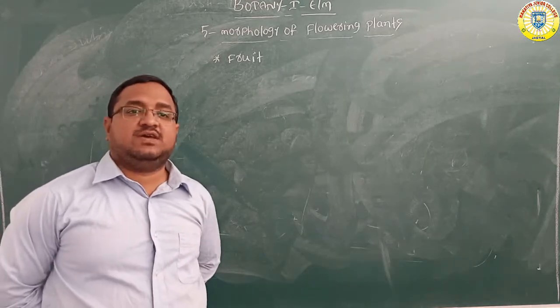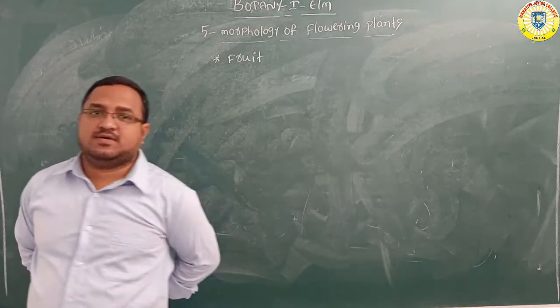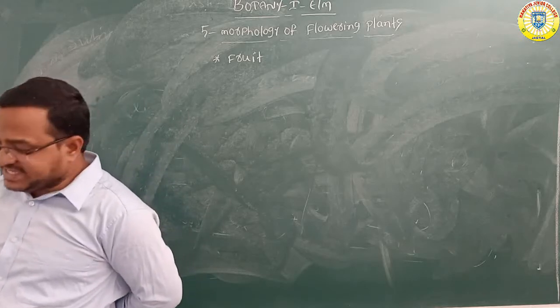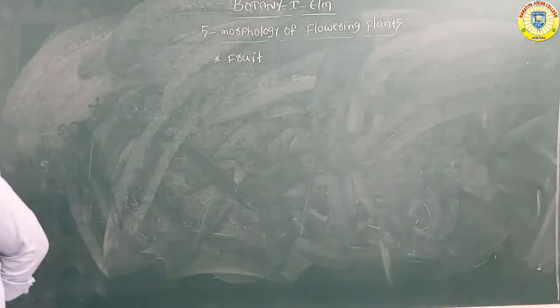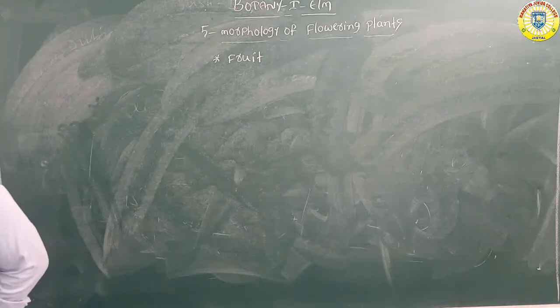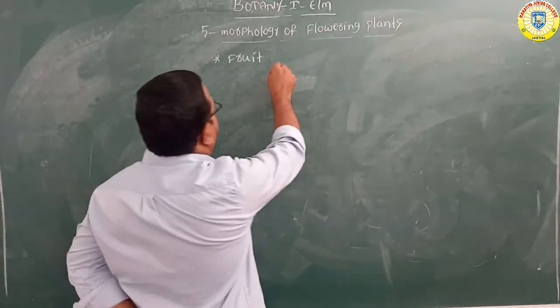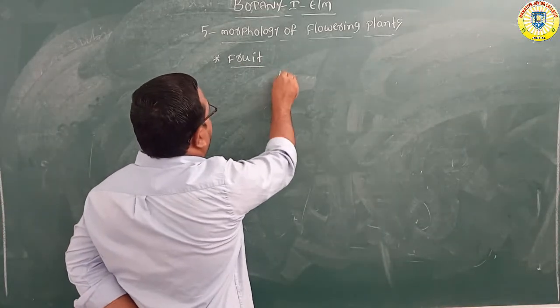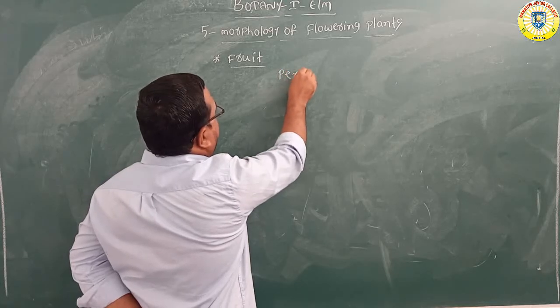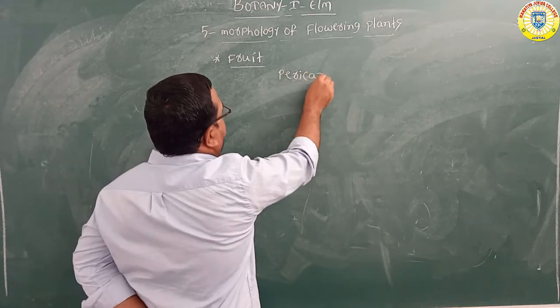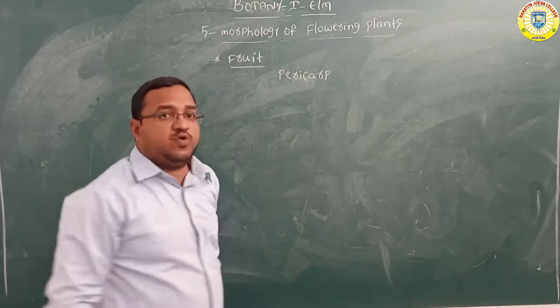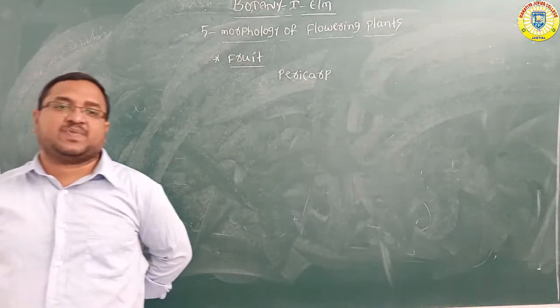A fruit contains mainly the fruit wall and inside, seeds are there. Here you can see the fruit wall is called pericarp. The fruit wall is called pericarp.